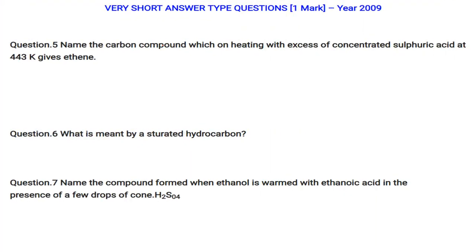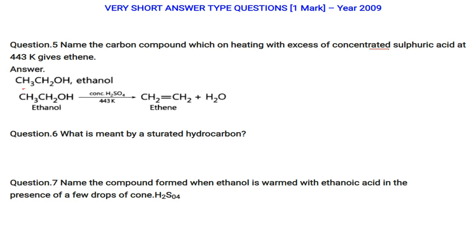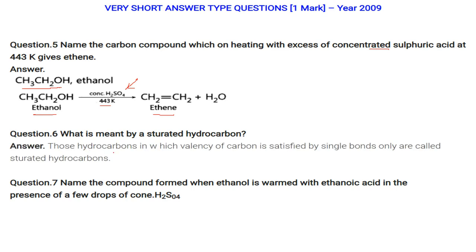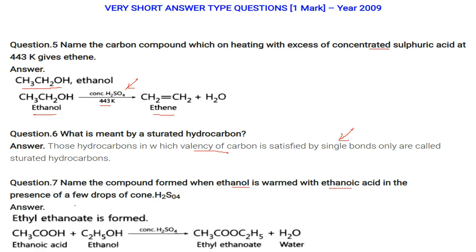Name the carbon compound which on heating with excess of concentrated H2SO4, sulfuric acid, at 443 Kelvin gives ethene. So this is CH3CH2OH, when it is heated with excess of H2SO4 at 443 Kelvin, it gives you ethene. What is meant by saturated hydrocarbon? Those hydrocarbons in which the valency of carbon is satisfied by a single bond only. These are saturated hydrocarbons. Name the compound formed when ethanol is warmed with ethanoic acid in the presence of few drops of concentrated H2SO4. Ethyl ethanoate will be formed.